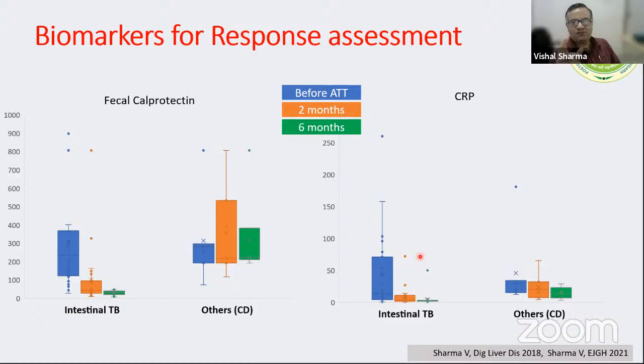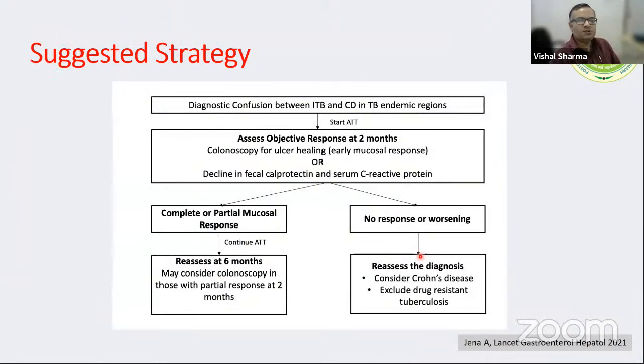This is a protein which is a neutrophilic protein, and it increases when there is inflammation or ulcers in the colon, sometimes even the ileum, right? Not a good marker for ileum, but certainly a good marker for colonic disease. And if it is elevated at the baseline, then the decline may suggest that there is healing of the ulcers. And in patients who continue to be symptomatic or do not have a decline in calprotectin, you may choose to do a colonoscopy in only that subset of patients. So this is the strategy that we follow at our center.